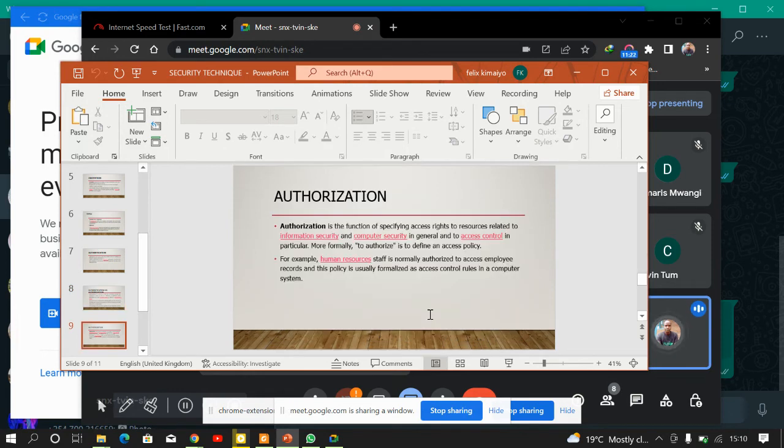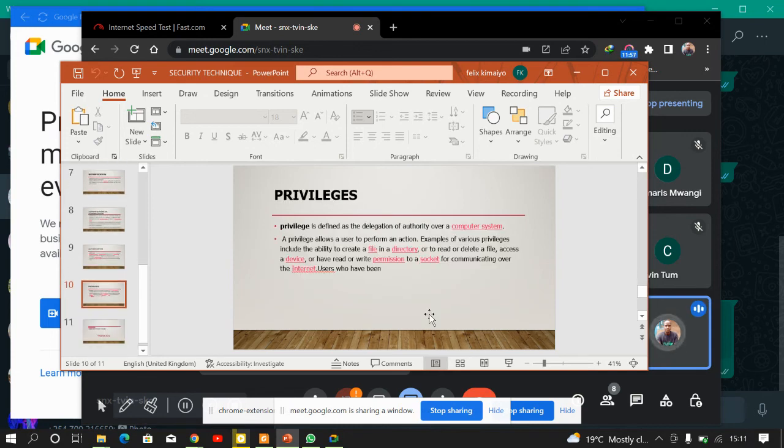Okay, let's look now at authorization, which is a function of specifying access rights to resources related to information security and computer security in general, and to access control in particular. To authorize is to define access policy. For example, a human resource staff member is normally authorized to access employee records, and this policy is usually formalized as access control rules in a computer system, as I have talked about in our previous slides.